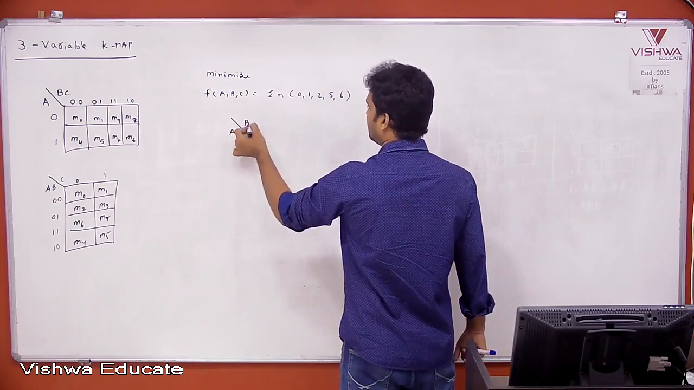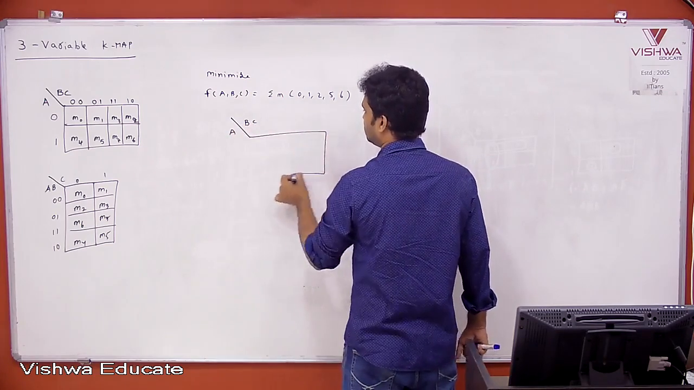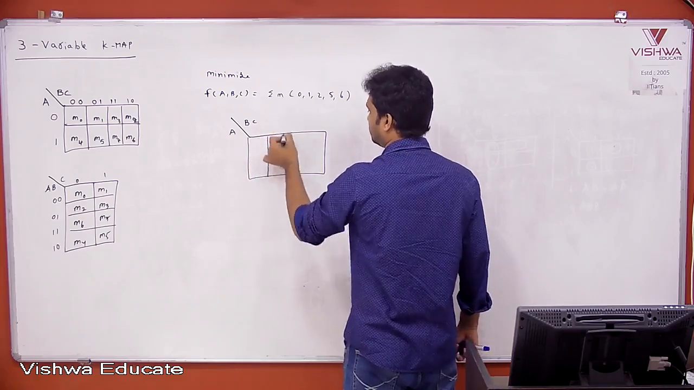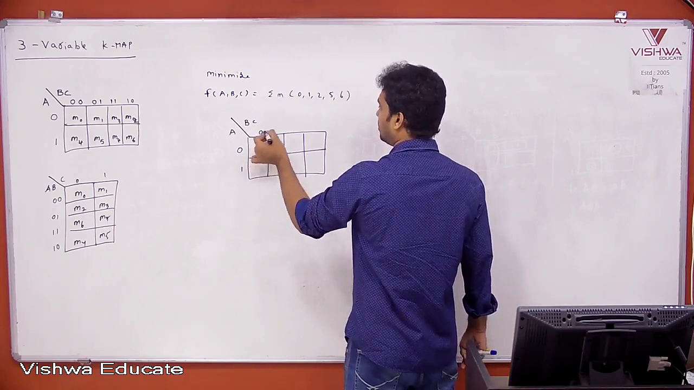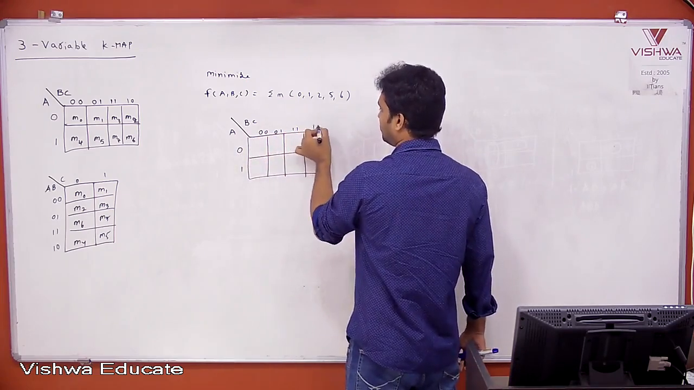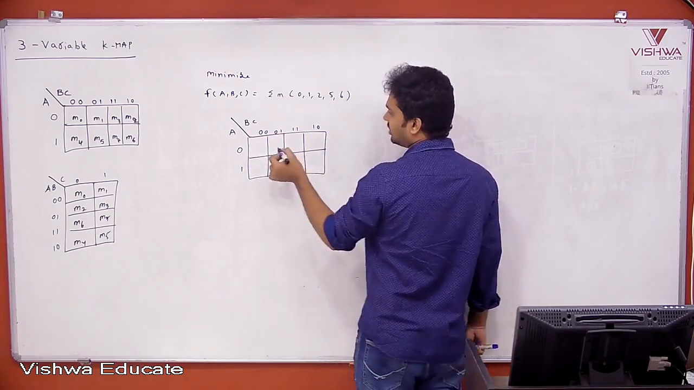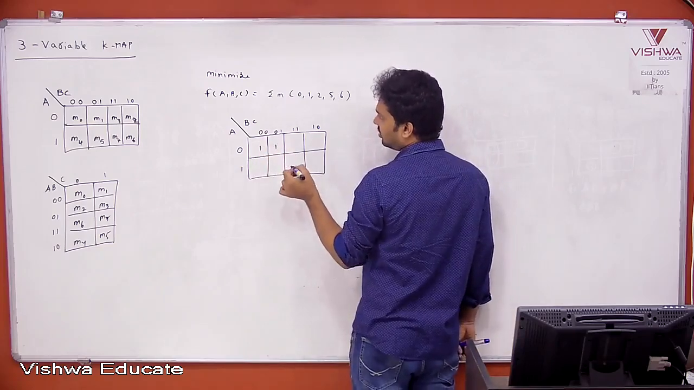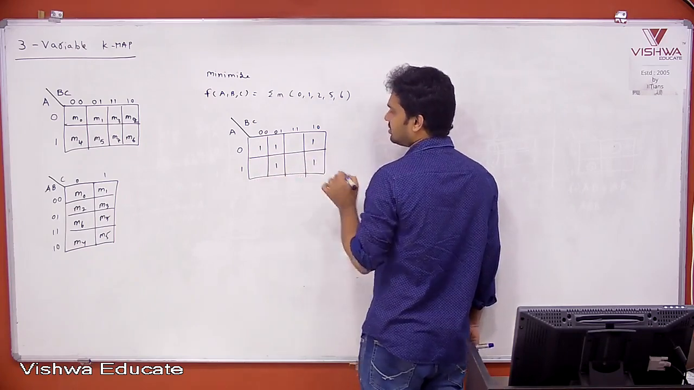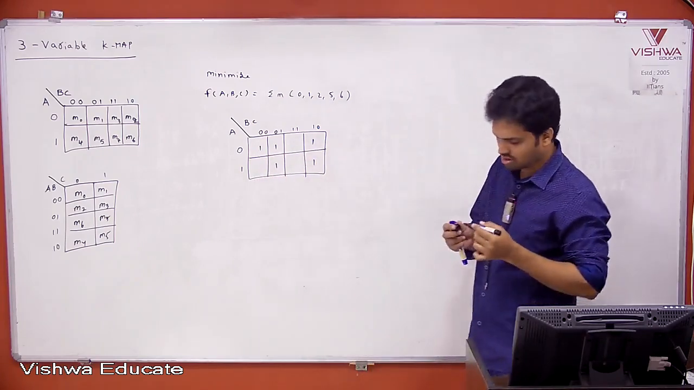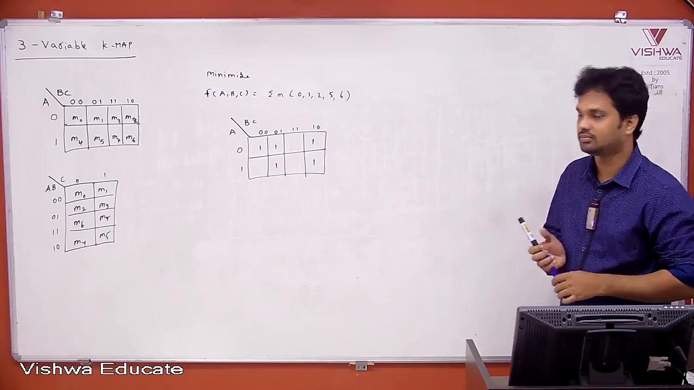A, B, C. This is the structure we have discussed. 0, 0, 0, 1, 1, 1, 1, 0. So the sum of the minterms 0, 1, 2, 4, 5, 6. This is the question given.